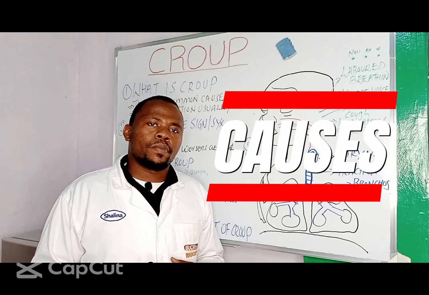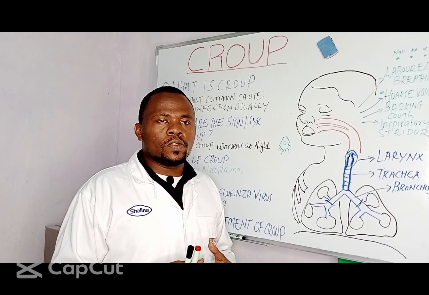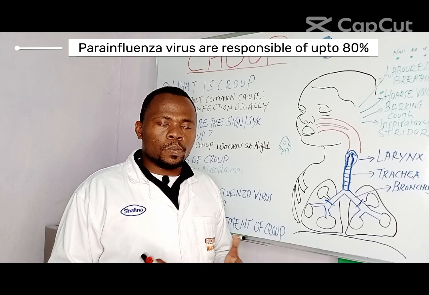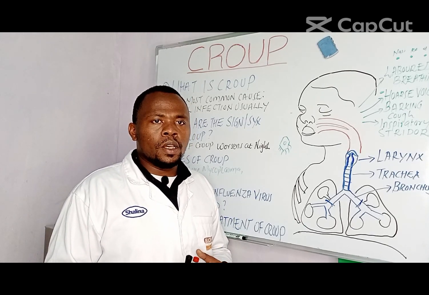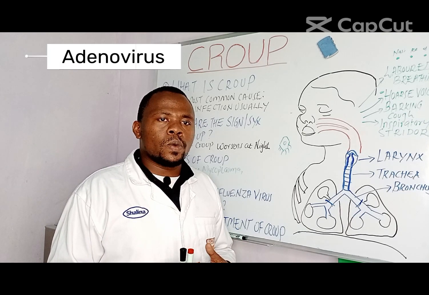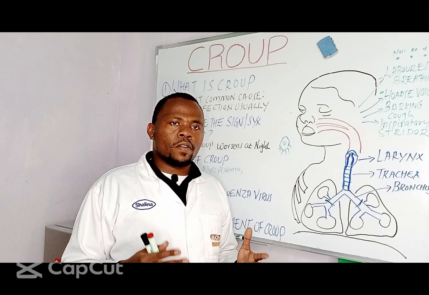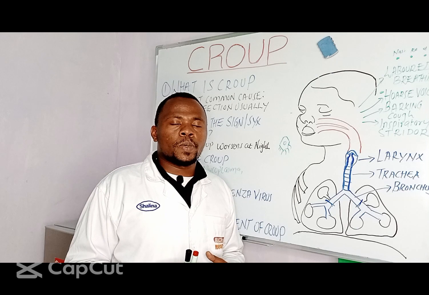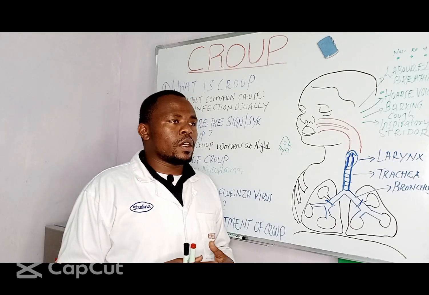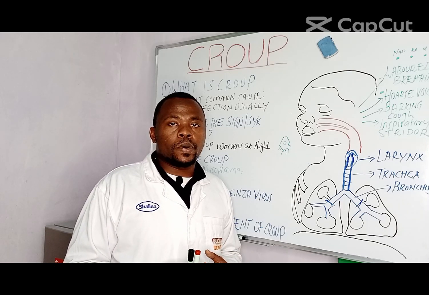What causes croup? Croup is caused by viruses. Most of the cases of croup are due to viruses. Parainfluenza type 1, type 2, type 3 are responsible for 80% of the croup cases. The rest of the viruses that can cause croup, we have influenza virus, adenovirus, coronavirus, rhinoviruses that cause common cold, and we also have the respiratory syncytial virus, abbreviated as RSV. Then bacteria like mycoplasma and diphtheria can also cause croup.